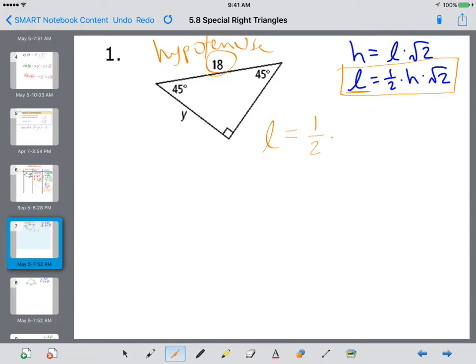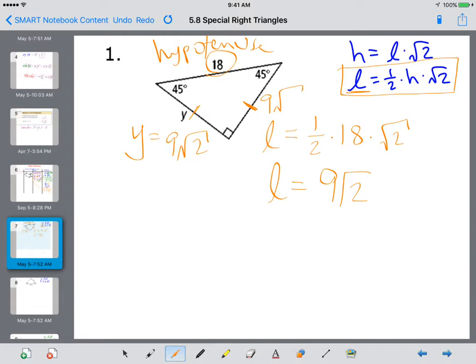The hypotenuse is 18. I'm plugging in for h. Half of 18 times the square root of 2. So the leg equals half of 18, which is 9 square root of 2. So y equals 9 square root 2. Since it's isosceles, these two sides are the same, therefore this side would also be 9 square root 2.